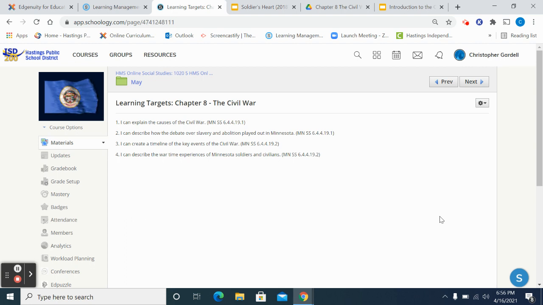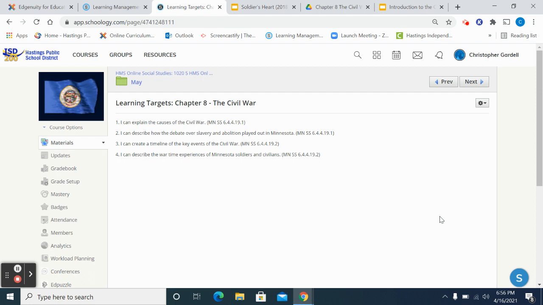You may not be exactly asked to create a timeline, but you will need to understand the key events of the Civil War and take those key events and put them into chronological order. And lastly, we will describe the wartime experiences of Minnesota soldiers and civilians. Okay. So there's a difference, right? Soldiers meaning they're off fighting in war, civilians meaning they're staying here in our state.